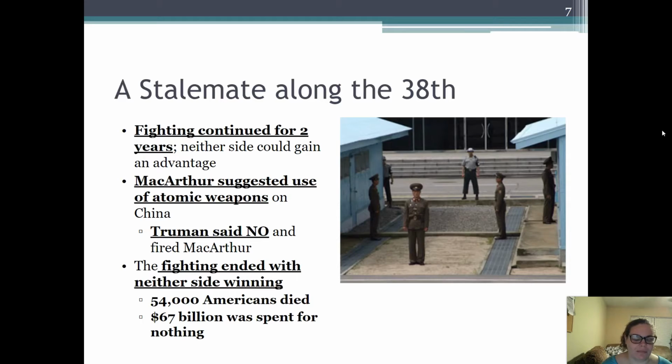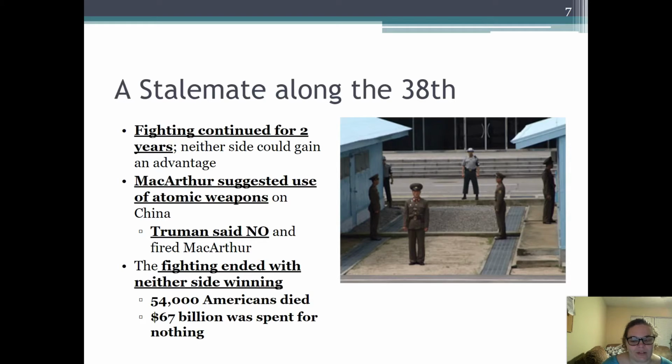MacArthur goes out in public and basically calls Truman an idiot because Truman won't do this. And MacArthur's had enough. Truman fires MacArthur because he's had enough. He's tired of MacArthur calling him an idiot. And Truman is MacArthur's boss, and you can get fired for calling your boss an idiot.